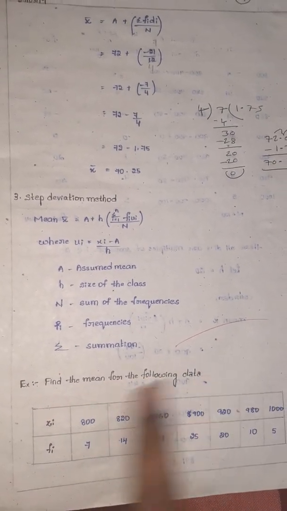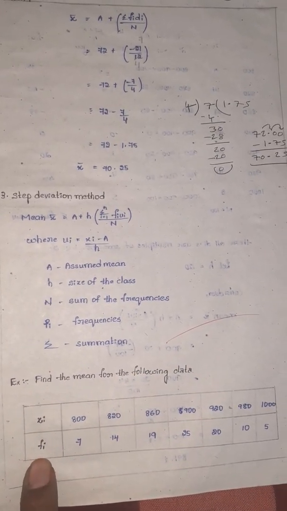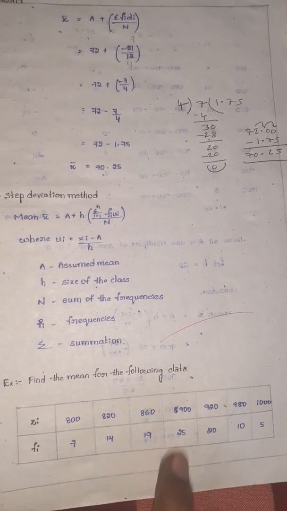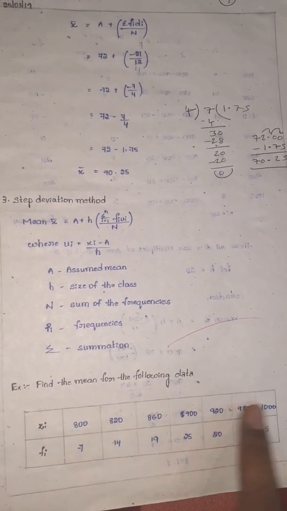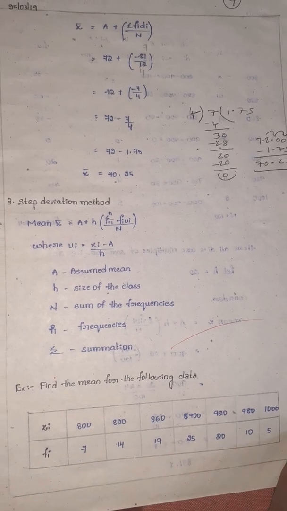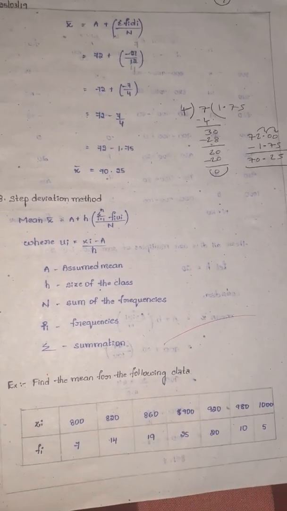We will see an example. Find the mean for the following data, xi and fi. This is the question given. Here the xi values are large and the fi values are small. So what is the difference between the deviation and step deviation methods? I will explain that now.